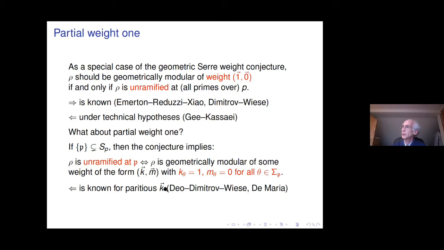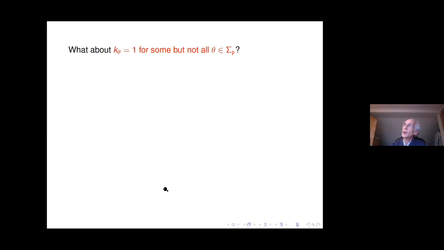Okay, well, next, what about partial weight one, where the partiality involves embeddings in sigma P? Let's go back to the case where there's a unique prime over p. So suppose there's a unique prime over p and you have, when should you expect to have partial weight one, but not parallel weight one? So let's start with the simplest case. So the rest of the talk is joint, as was most of what I said earlier, joint with Sasaki.